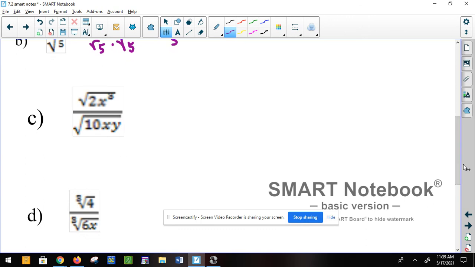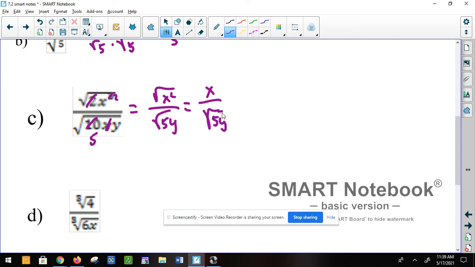Works very similarly when there are variables involved. But with this one, I would simplify first before I start rationalizing. So between 2 and 10, you can divide a 2 away. That'll turn into 5. Between x cubed and x, you can divide an x away. So that'll turn into x squared, and that x is now gone. So what you have is the square root of x squared over the square root of 5y. Well, quickly, the square root of x squared is x, right? So now I have x over square root of 5y.